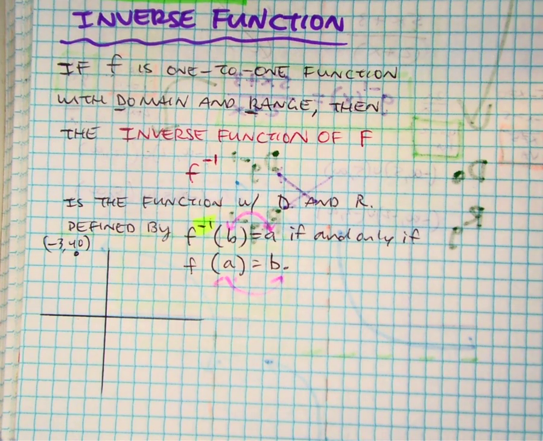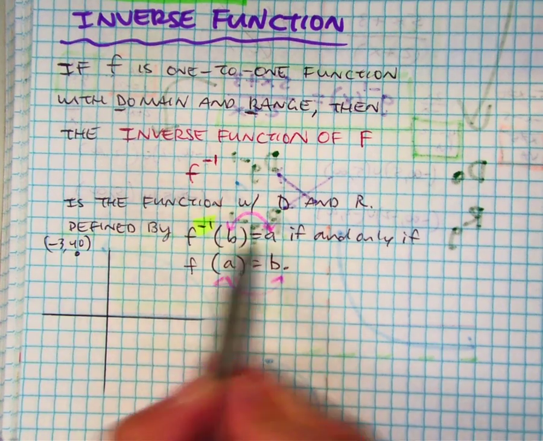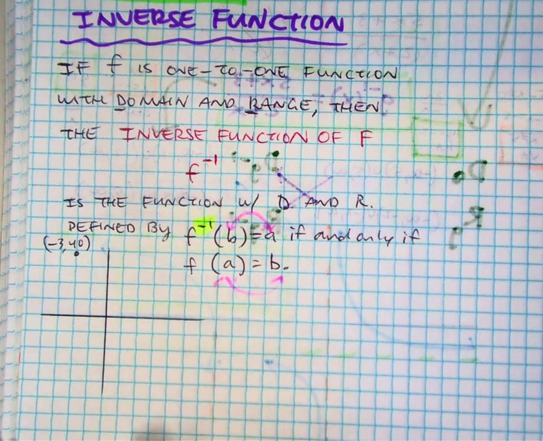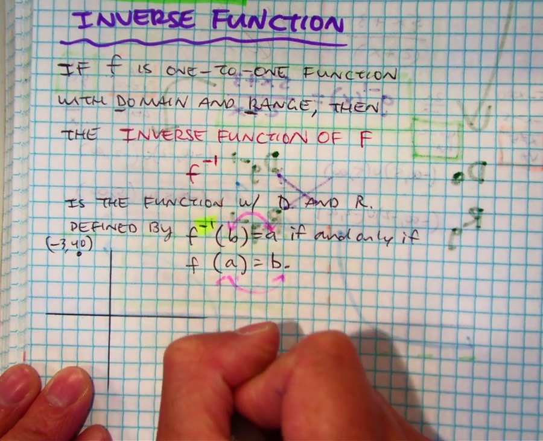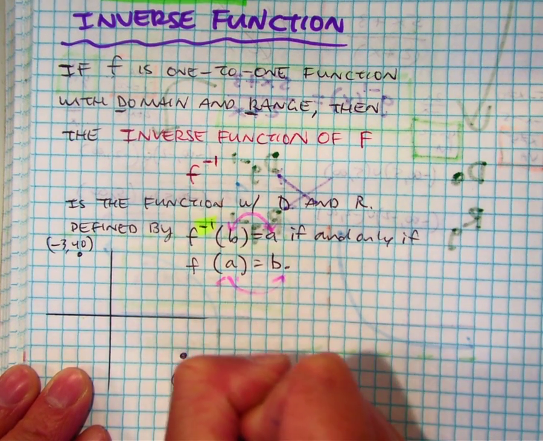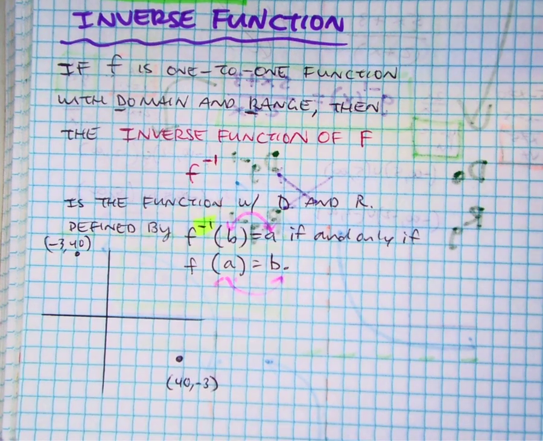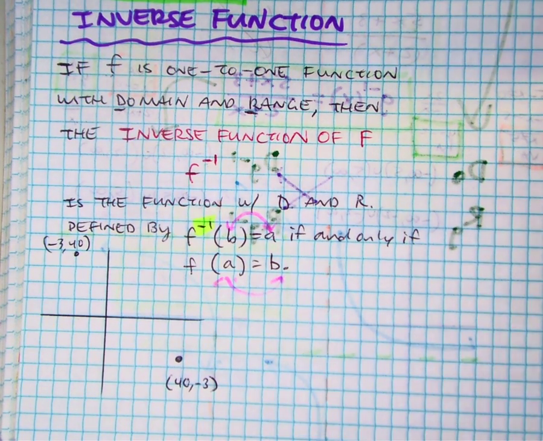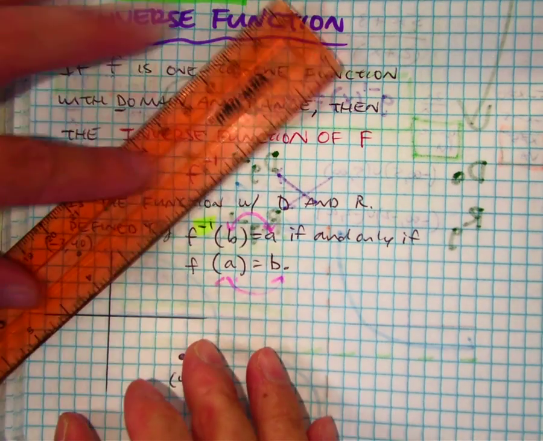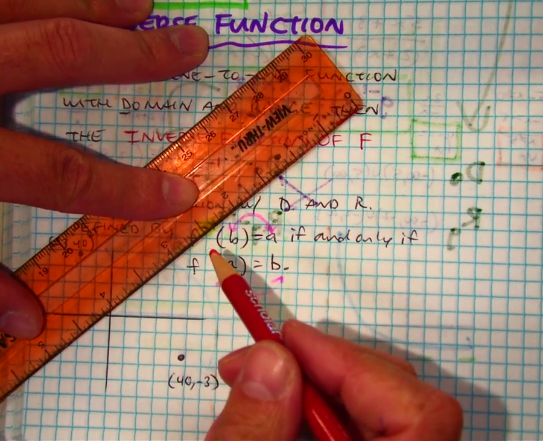Now let's just say I switch the places of x and y. What would the ordered pair read? 40, -3. Something over here, right? Would you agree? How does it go from over there to over there? I switch the x and the y, but I'm basically going over this line.